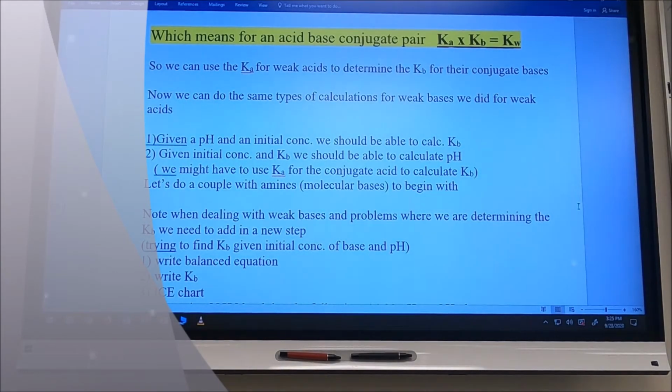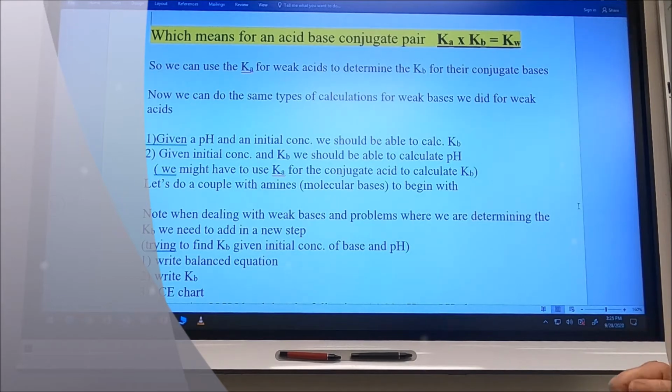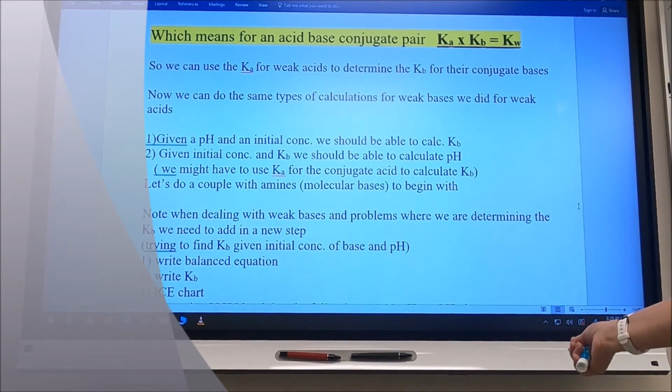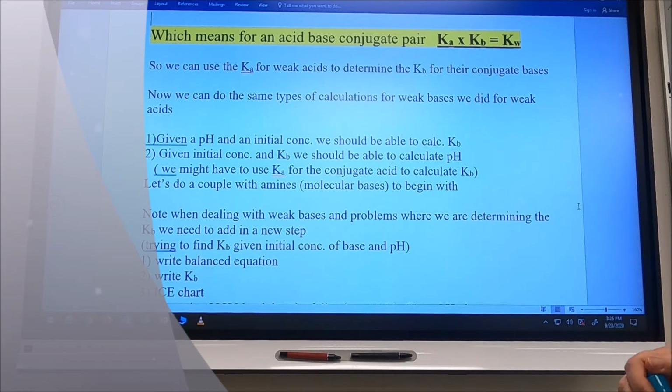Let me stop right here. Okay, guys, we're doing acid-base chemistry, and we're talking about bases, specifically weak bases. The two categories of weak bases are the molecular weak bases, sometimes called neutral bases because they have no charge, and the anion weak bases, which are the conjugates of weak acids. For a conjugate acid-base pair, the Ka times the Kb always has to equal Kw. Now, all of the problem types that we could do for weak acids, we can do a similar problem type for a weak base.